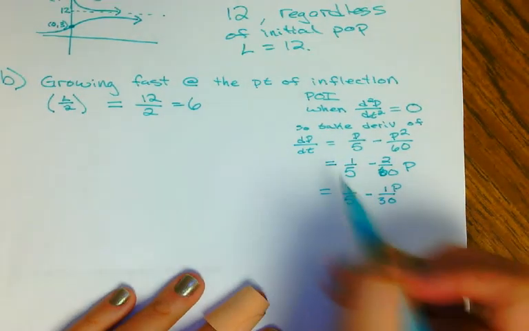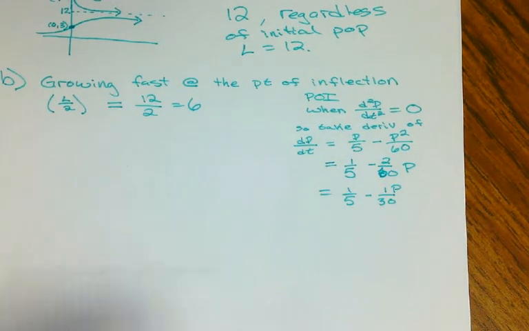Then from there, you want to know when that equals 0, so you solve that for p. Okay, so you can go ahead and solve that for p.